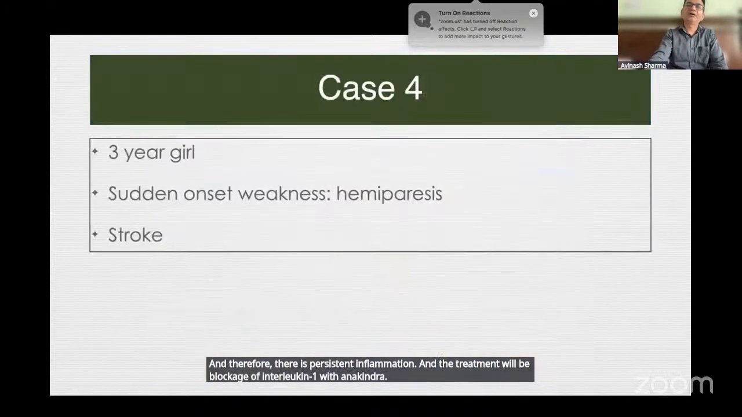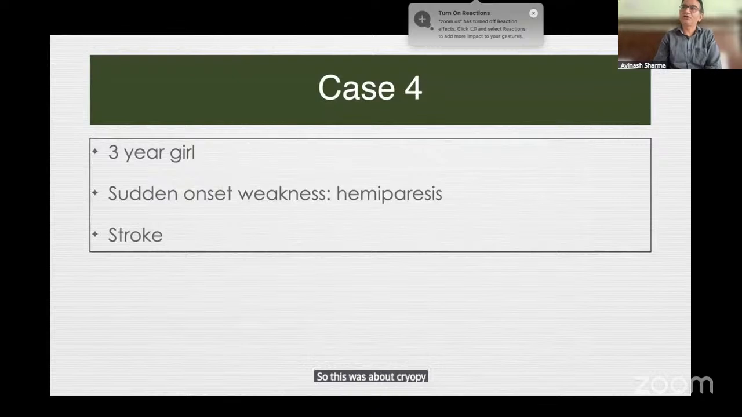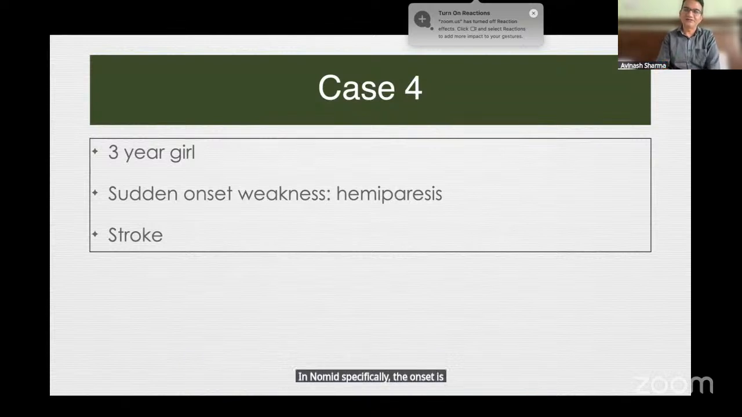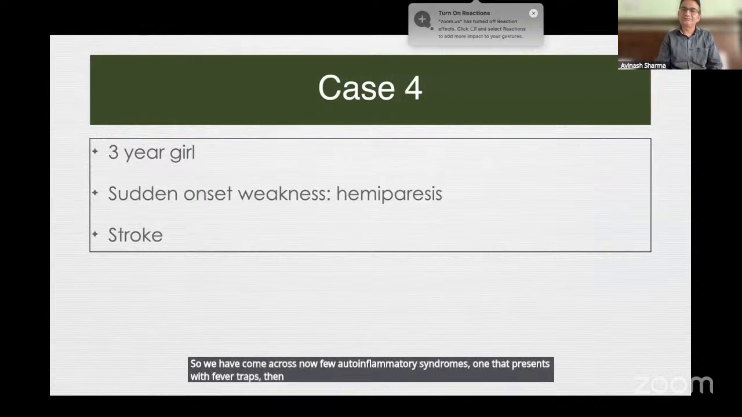So this was about cryopyrin-associated or inflammasome-related autoinflammatory syndromes, which can present with fever, rash, joint symptoms, CNS manifestations. In NOMID specifically, the onset is at a very early age. So we have now come across a few autoinflammatory syndromes: one that presents with fever, TRAPS, then Blau with only joint symptoms, then NOMID presenting in neonatal age.